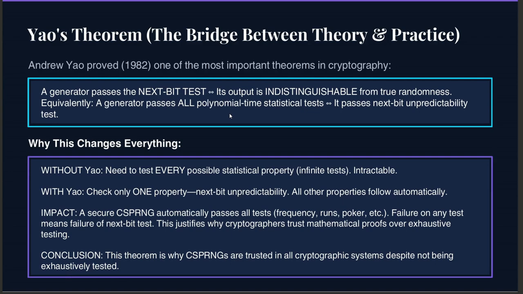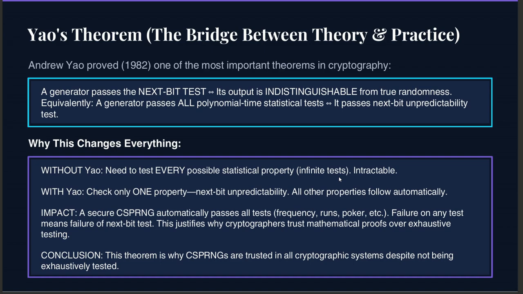Next bit unpredictability talks about predicting the future bit. Indistinguishability talks about telling pseudorandomness apart from true randomness. At first, they seem unrelated, but Yao proved that they are mathematically equivalent. Now, let's understand why this theorem is revolutionary. Imagine the cryptographer before Yao's theorem. How would they verify the generator's security? They would need frequency test, runs test, serial test, autocorrelation test, entropy test, spectral test, and many more possible statistical tests.